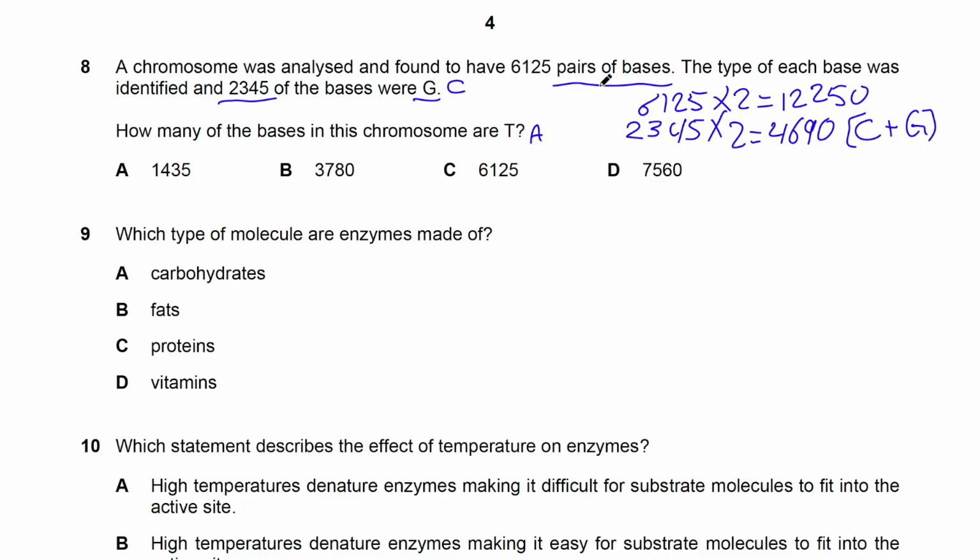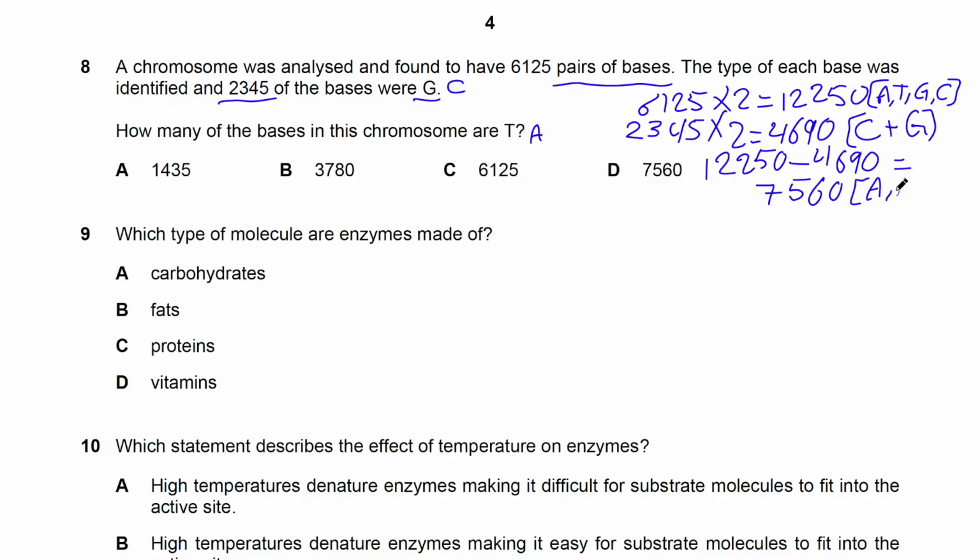Okay, now what shall I do? This number, 12,250, contains adenine, thymine, guanine, and cytosine all together. Now, what shall I do? I will deduct this number from the whole number. It will be what? 12,250 minus 4,690, which equals 7,560 bases.